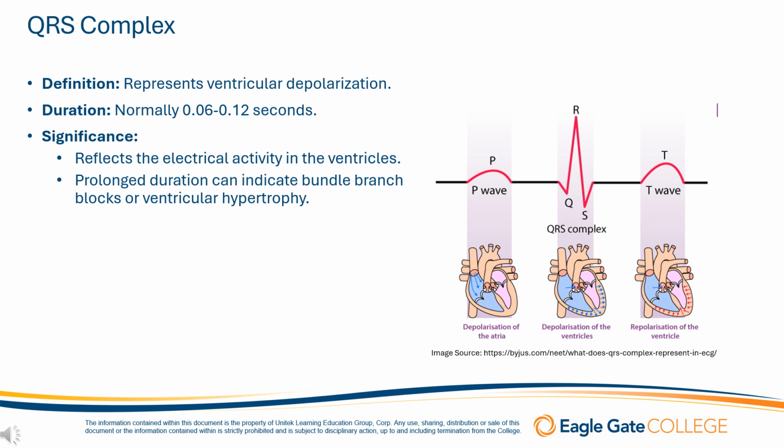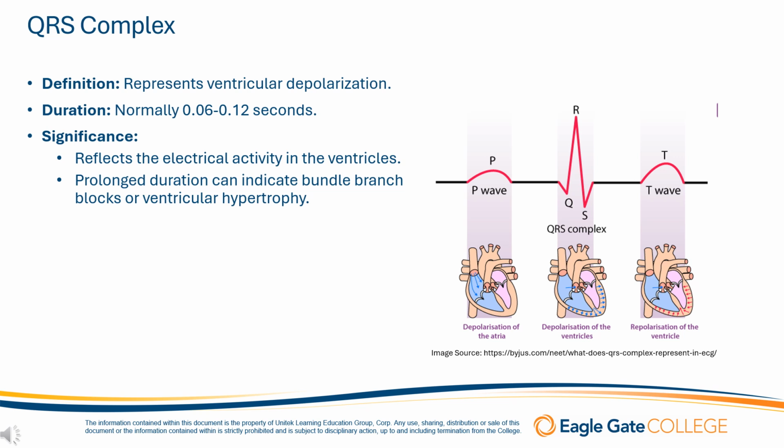The QRS complex typically consists of three deflections. The Q, which is the initial negative deflection following the P wave. The R, which is the first positive deflection, and the S wave, which is the first negative deflection following the R wave. A normal QRS complex duration is between 0.06 and 0.12 seconds. This corresponds to 1.5 to 3 small boxes on the ECG graph paper.